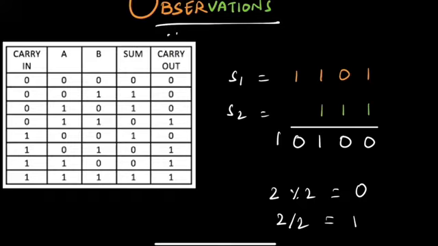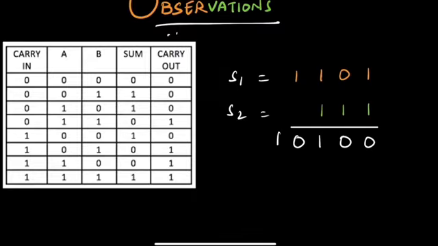Now, which pattern did we take? We took the pattern where the carry is 0 and both of the digits are 1 and 1, right? So, for carry 0 and both digits 1 and 1, what is the sum? Sum is 0 and carry is 1. That's what we got, right? Here we got the sum as 0 and carry as 1, right?